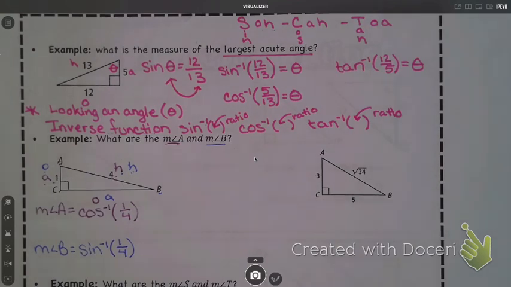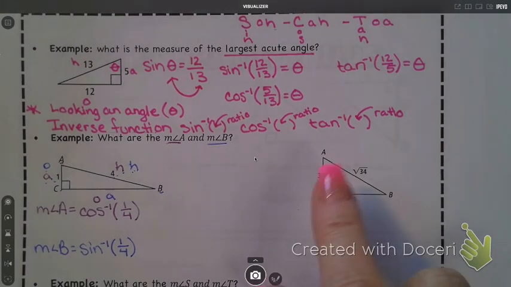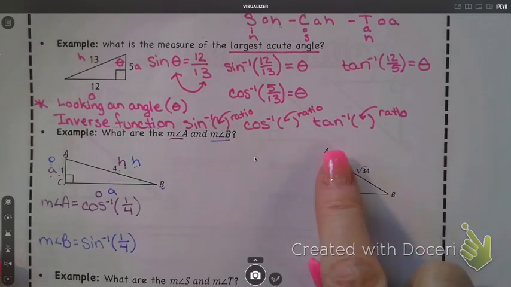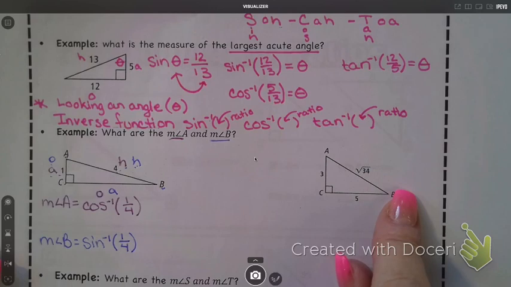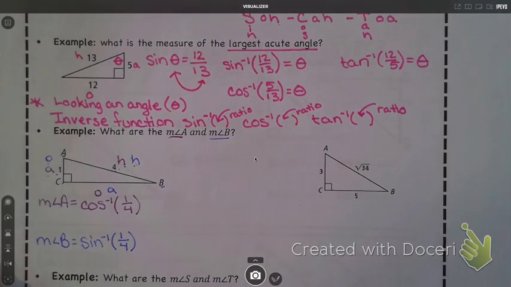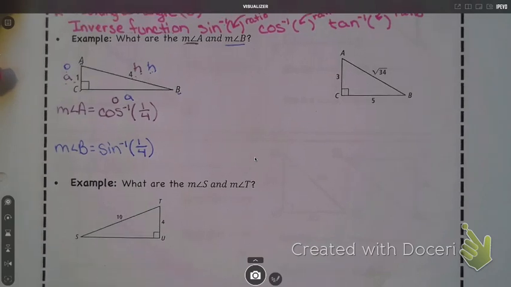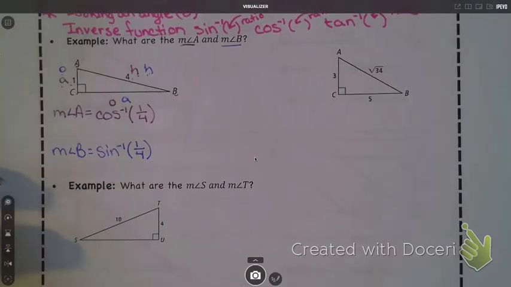So I want you to try this one on your own. This one's all three, so you get to pick. You're going to find A and B. If you get done with that, go to the one down here using S and T.